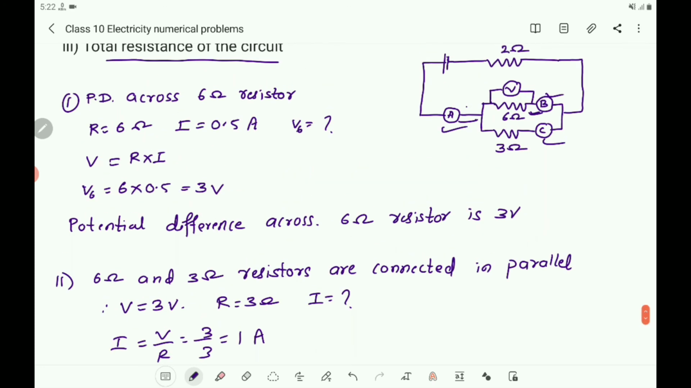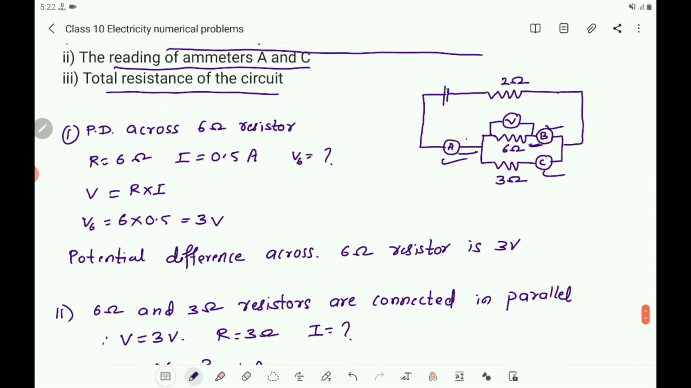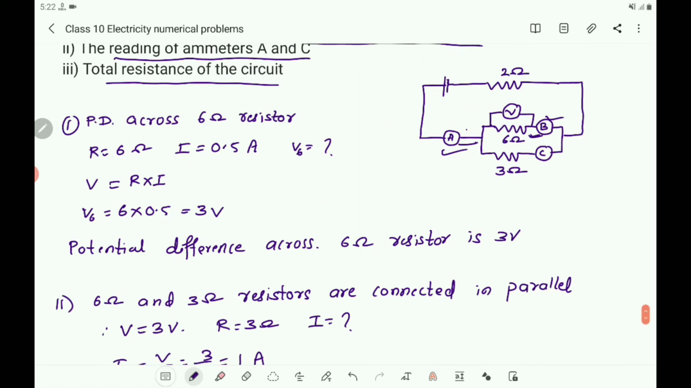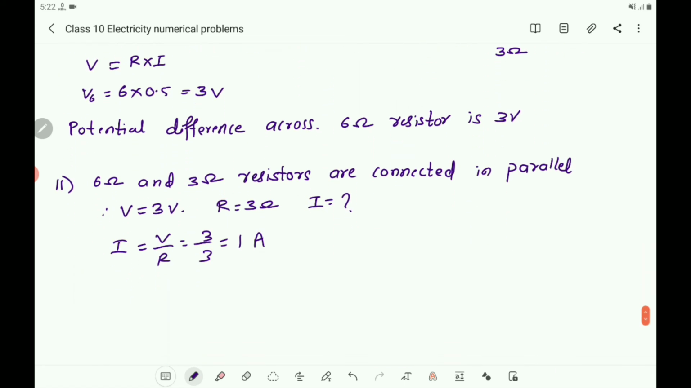Here you got the current through the ammeter C. So what is the current through the ammeter C? That is how much? 1 ampere. Therefore you write, current through the ammeter C is 1 ampere.